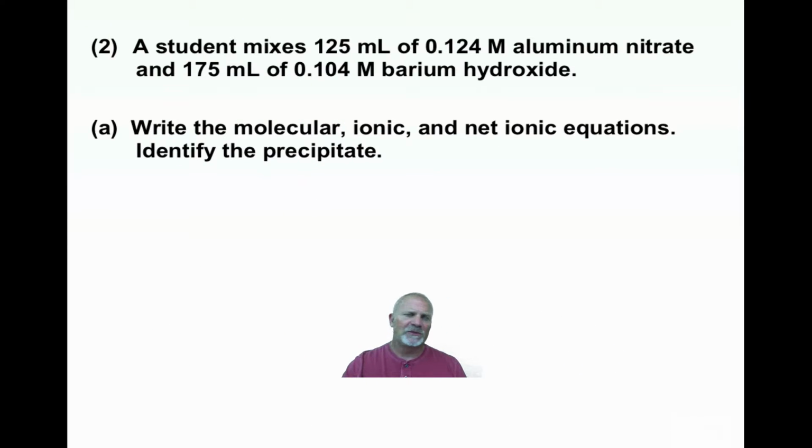Another example, a student now mixes 125 milliliters of a 0.124 molarity aluminum nitrate and 175 milliliters of a 0.104 molarity barium hydroxide. One thing that's always important to understand here is that when you're mixing solutions, pay attention. You now have a new volume, so really pay attention to that as well. So right away I see 125 and 175, I realize I have a new volume of 300 milliliters. So that's going to come back up in a second.